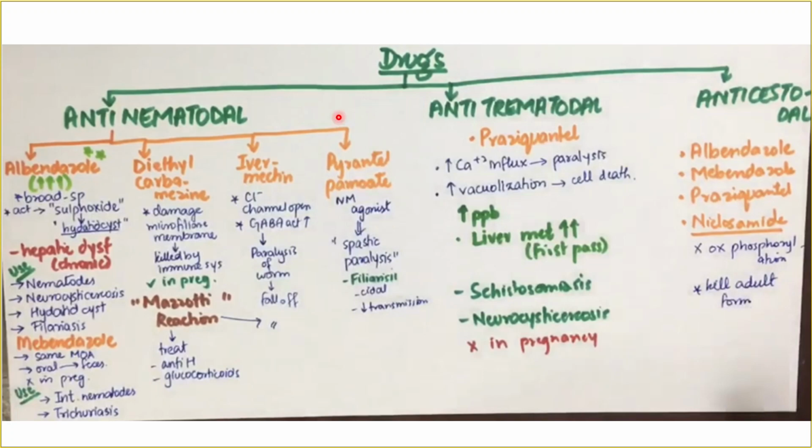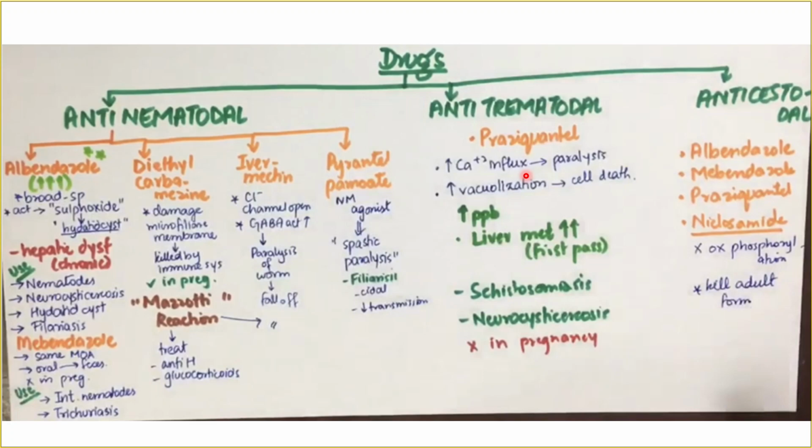The next group is anti-trematodal. The first drug is praziquantel. Praziquantel will also lead to paralysis because of the increase in calcium channel influx. The second mechanism is an increase in vacuolization that leads to cell death. It is also metabolized in the liver and binds highly to protein in the plasma. First pass metabolism in the liver decreases the concentration.